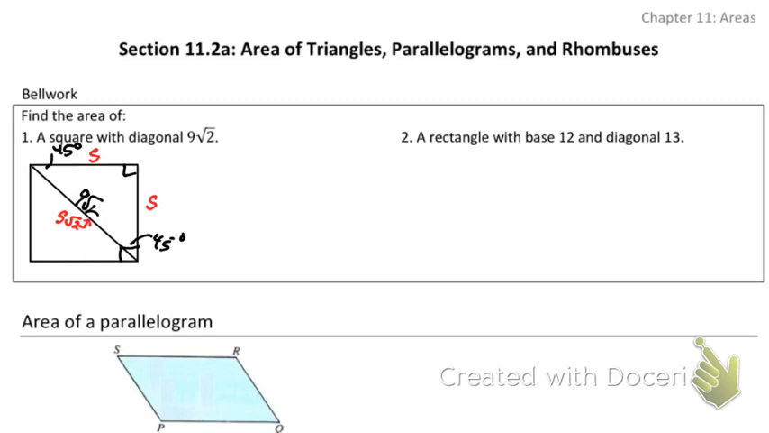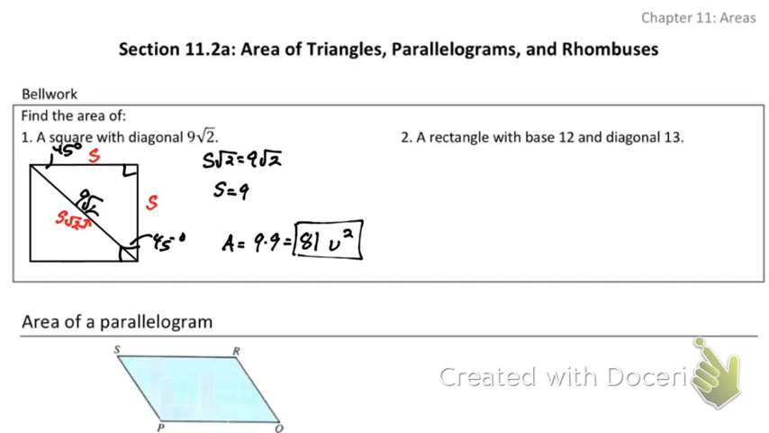So since S square root of 2 is the same thing as that 9 square root of 2, you could go, well, S square root of 2 must equal 9 square root of 2. Divide both sides by square root of 2, and you find out that S equals 9. Well, that means both of our sides of our square are 9. So our area is just going to be 9 times 9, which equals 81, which you could add a unit onto, to remind yourself that if there was a unit, you'd square it. So I'm just going to put it as 81 units squared.